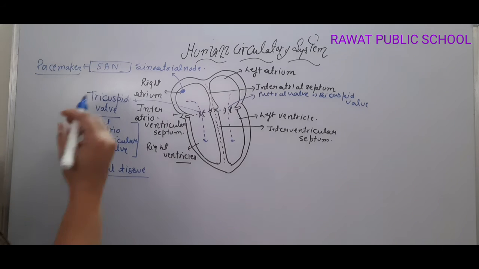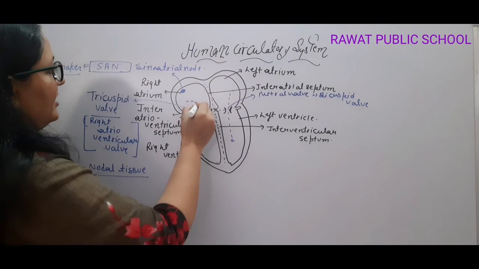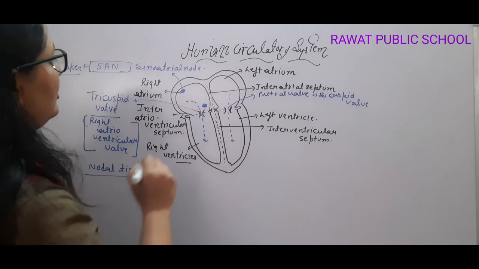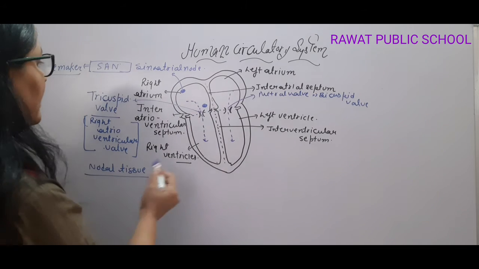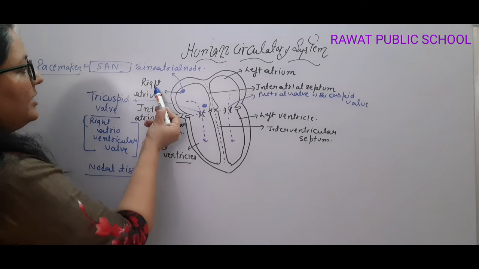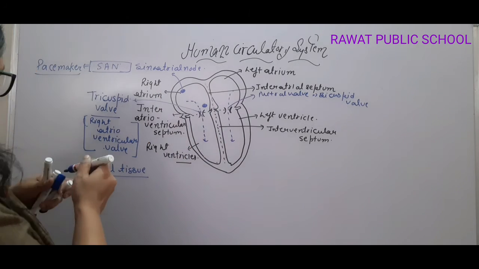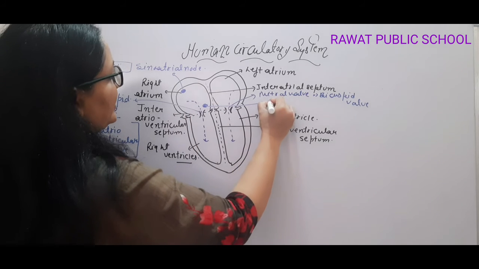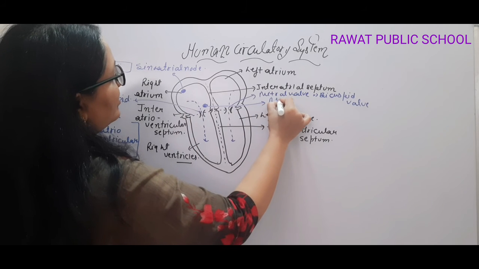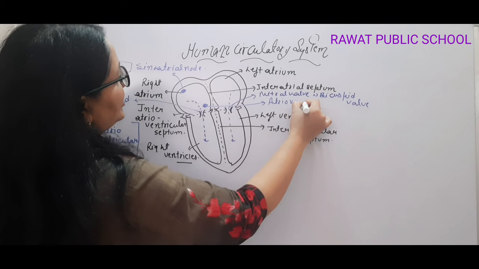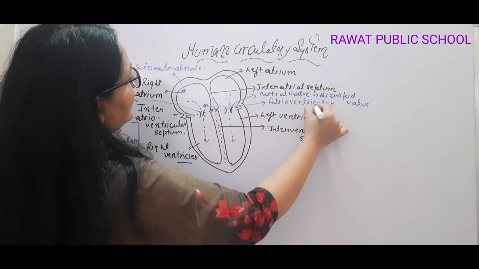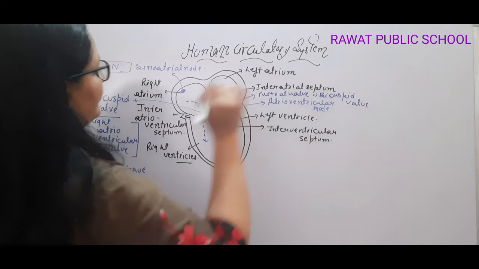Then after, some nodal tissue is also present at the lower left corner of the right atrium, and this tissue is known as atrioventricular node, or AV node. Fine.